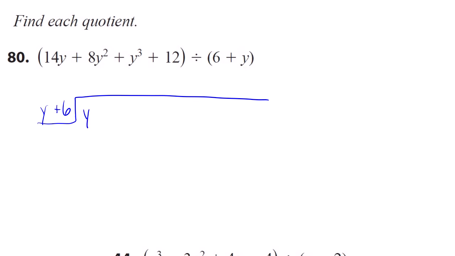I'm going to put y cubed first because that's the highest degree term. Then I'm going to put 8y squared. And then I'm going to put 14y, which of course is y to the first. And then I'm going to put the plus 12 there, okay? So we have our dividend and our divisor in descending order in terms of degree. And so in other words, they're in standard form.